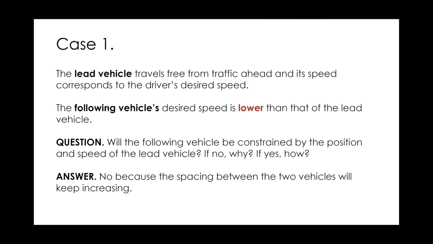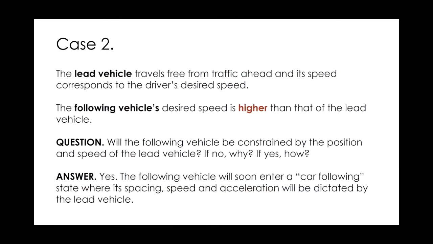Obviously, it's no, because if the lead vehicle is going fast and the follower vehicle is going slow, the follower vehicle is not getting closer to the lead vehicle. So as time moves, the distance between the leader and the follower increases, right? So the spacing between the two vehicles keeps increasing. As a result, the behavior of the follower vehicle is not constrained or limited by the position, speed, or acceleration of the lead vehicle.